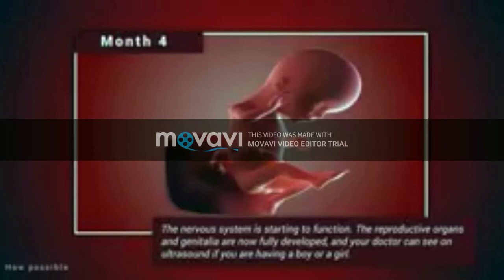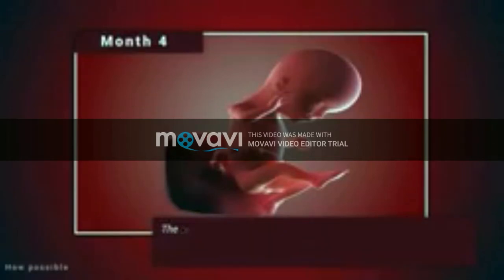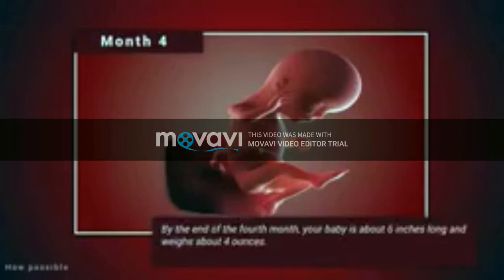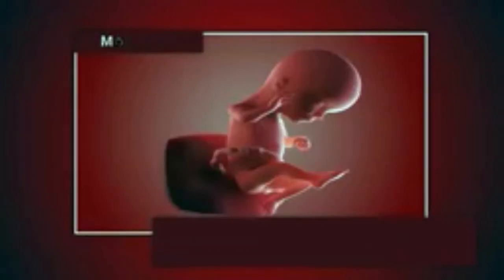The reproductive organs and genitalia are now fully developed, and your doctor can see on ultrasound if you're having a boy or a girl. By the end of the 4th month, your baby is about 6 inches long and weighs about 4 ounces.